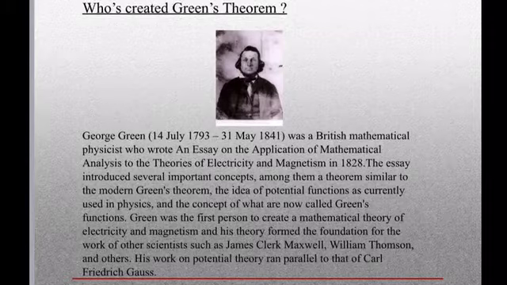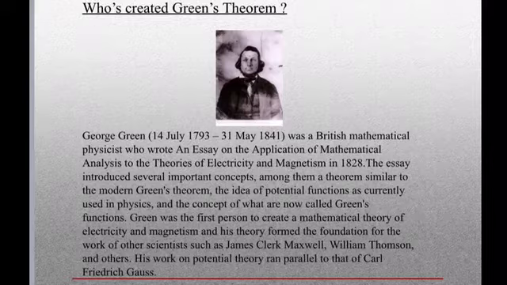George Green was a British mathematical physicist who wrote an essay on the application of mathematical analysis to the theories of electricity and magnetism in 1828. The essay introduced several important concepts, among them a theorem similar to the modern Green's theorem, the idea of potential function as currently used in physics, and the concept of what are now called Green's functions.